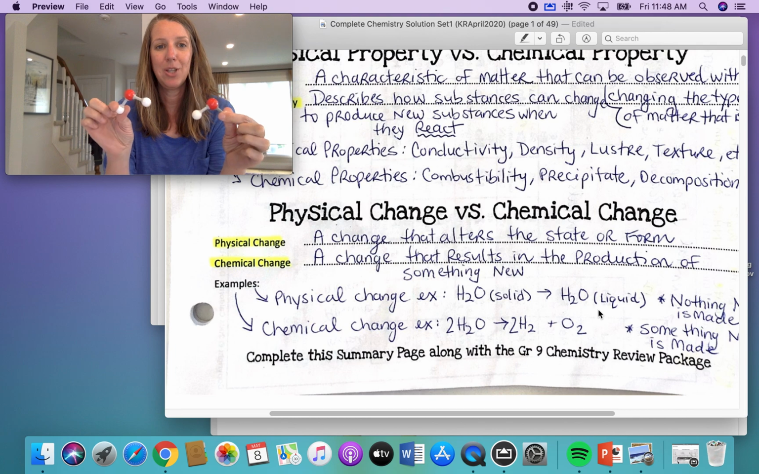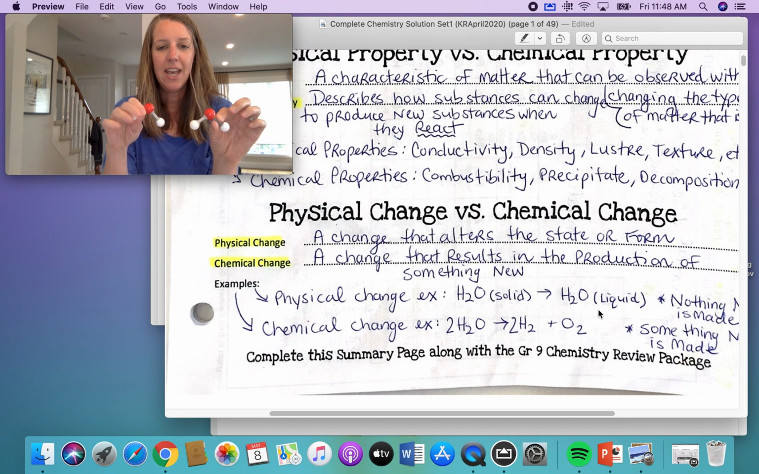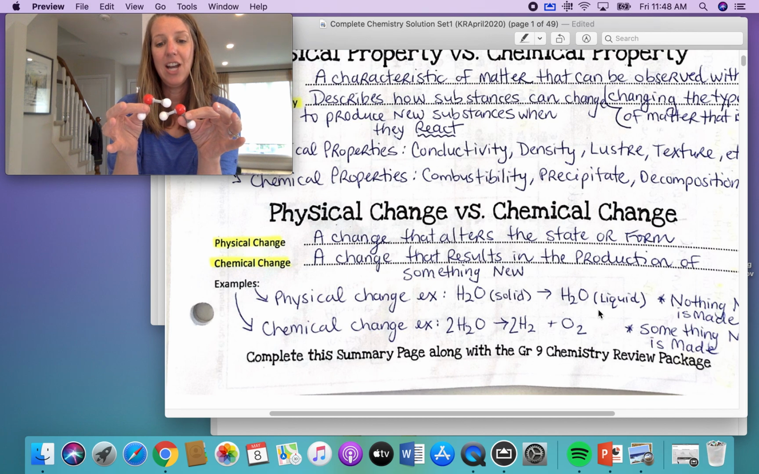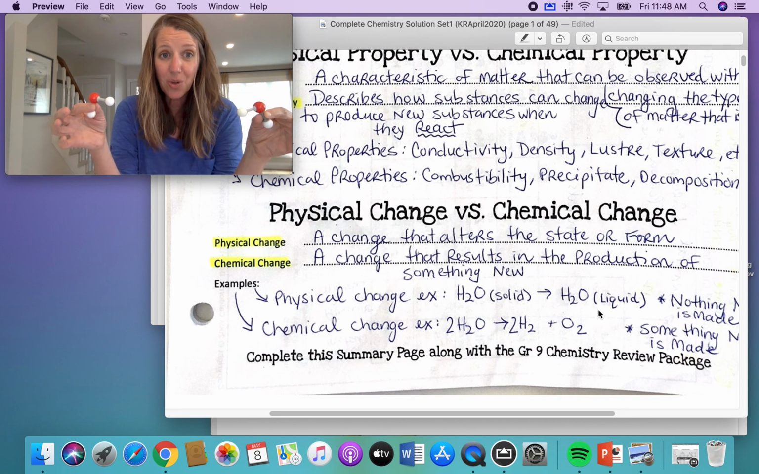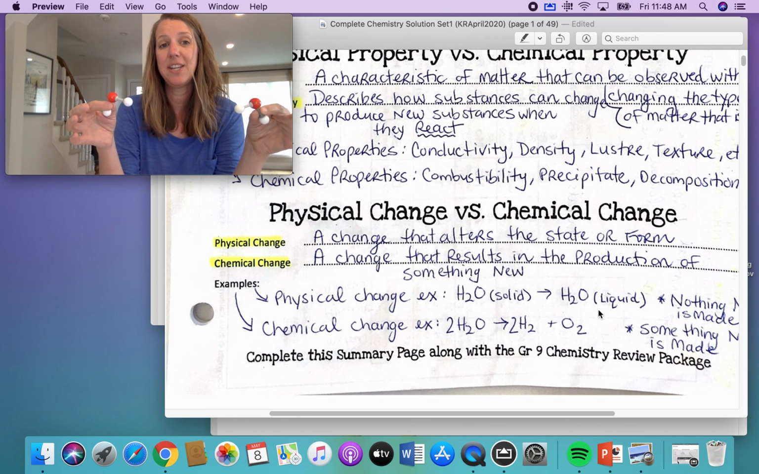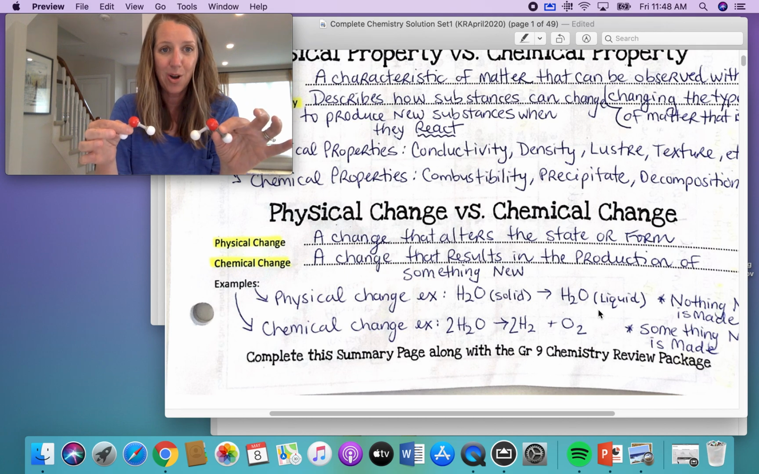Do you remember what this molecule was called again? This is our water molecule. We've got 2 H's, 2 hydrogen atoms, and 1 atom of oxygen making 1 molecule or 1 compound of water. And if I have a pure substance, so I've got only water in my beaker, and I increase the temperature, what's going to happen? These water molecules are going to move faster and farther apart. They're still water. That's a physical change because it's just a change of state. I haven't made anything new. I still have water molecules.